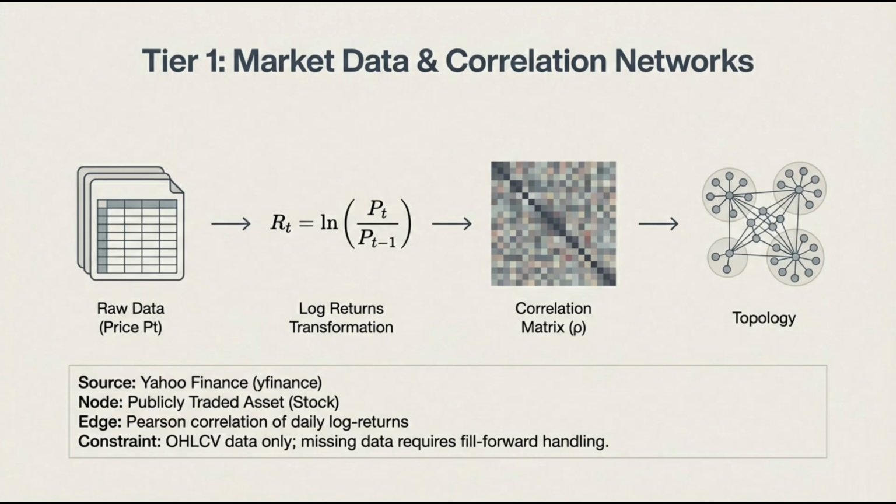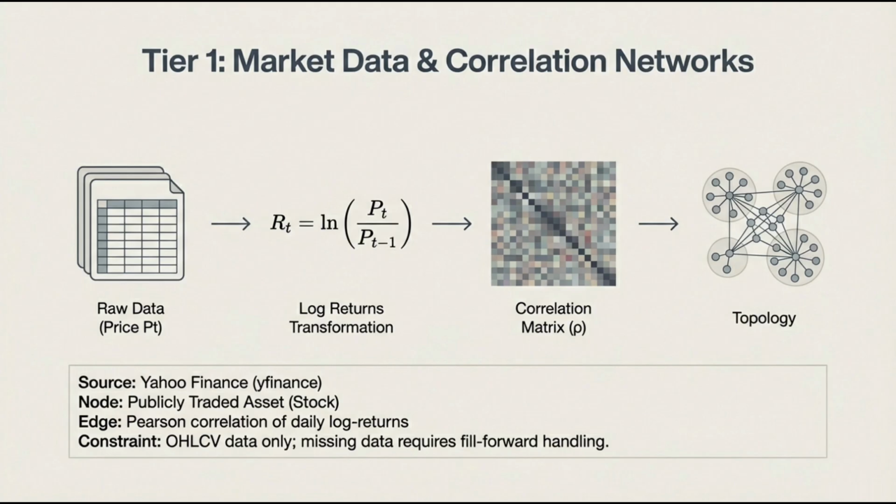Now we begin with Tier 1 by looking at market data and correlation networks. The workflow shown here is very important. We start with raw price data, labeled P sub t. Then we transform prices into log returns using the formula R sub t equals the natural log of P sub t divided by P sub t minus 1.